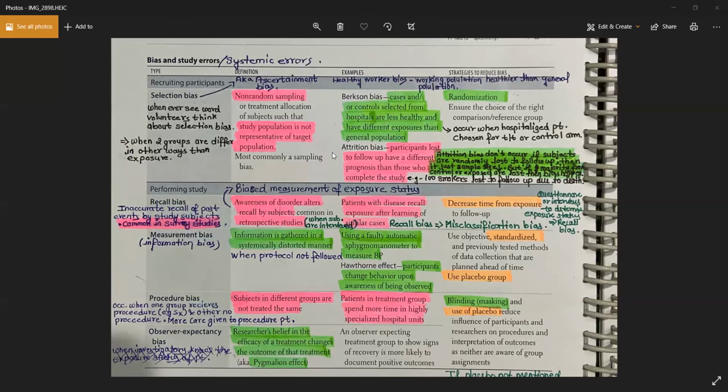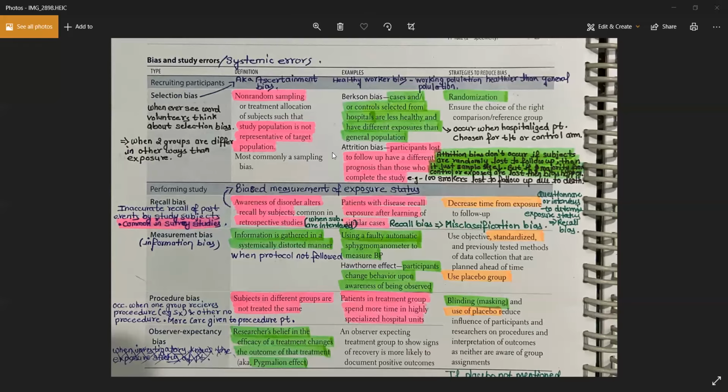Then in this case you won't get attrition bias, because from both groups the sample is lost, but it is happening randomly. So it won't affect ultimately your study. It won't affect the data of your study.